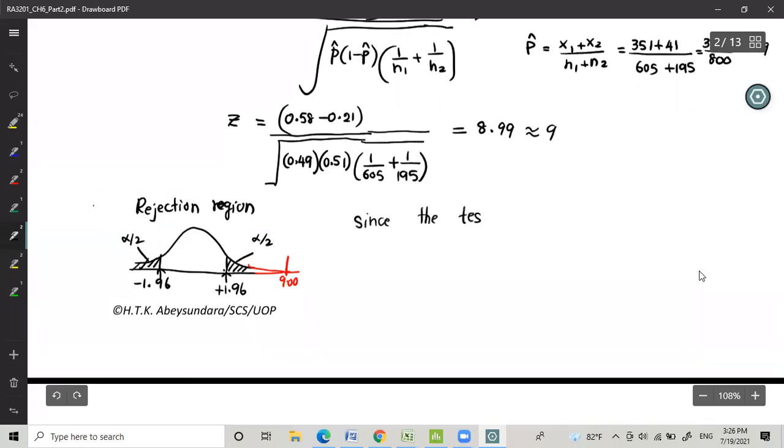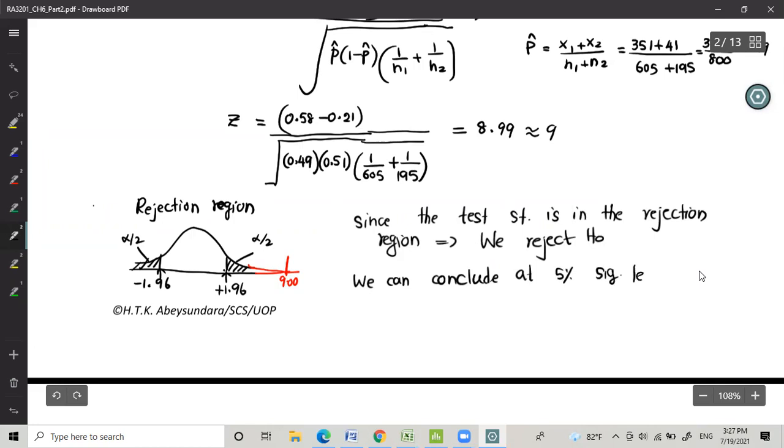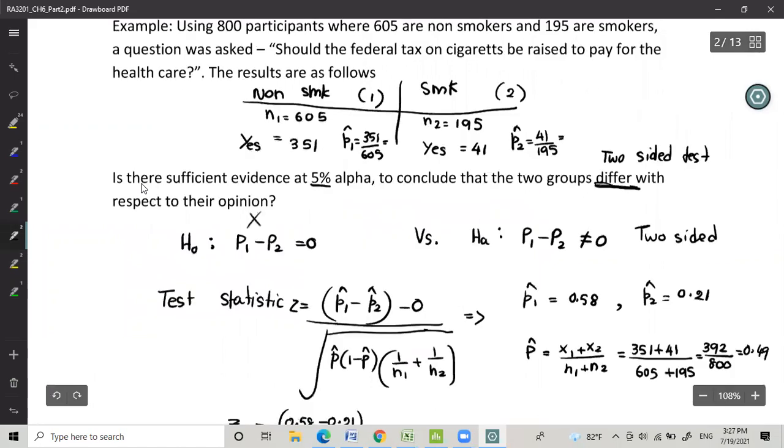Since the test statistic is in the rejection region, we reject H0. Okay, so you can write the conclusion. How do you write it? We can conclude at 5% significance level. What can you conclude? So you reject H0. That means you can conclude your HA. What is HA? P1 is not equal to P2.